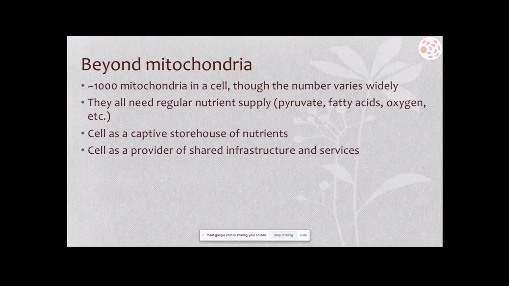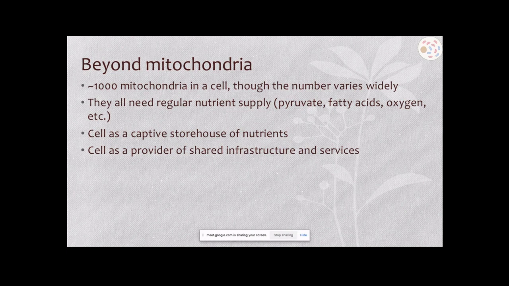So let's move beyond mitochondria. A cell contains, on average, 1,000 mitochondria. Now this figure means nothing because the number varies really widely, from just a handful to even hundreds of thousands of mitochondria inside one cell. It also depends on the tissue type and the state at which that particular cell is. So just to have some number as an average, we can assume roughly 1,000 mitochondria per cell.